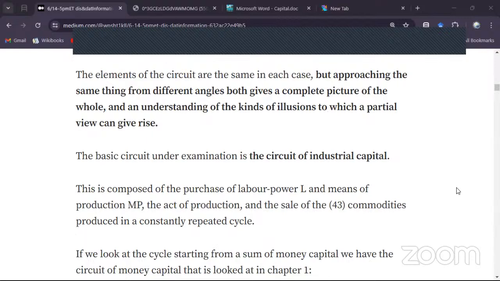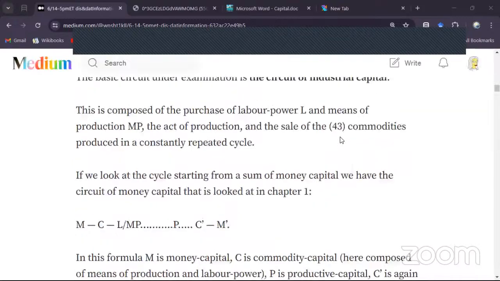This is composed of the purchase of labor power L and the means of production MP. We looked at that before. The act of production and sale of the commodities produced in a constantly repeated cycle. And then we'll include money and go do all the algebra. So that's kind of what that is.